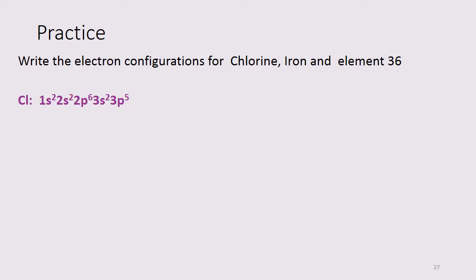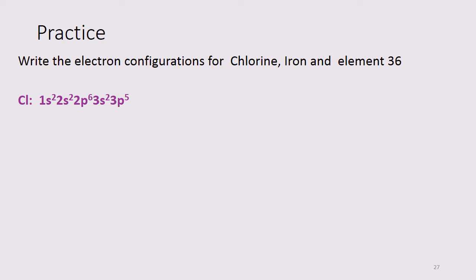1s2, 2s2, 2p6, 3s2, 3p5. So if you add the total, you should find that you have 17 electrons. So again, you just keep adding them. If you want to draw the orbital diagram out first, that's fine.